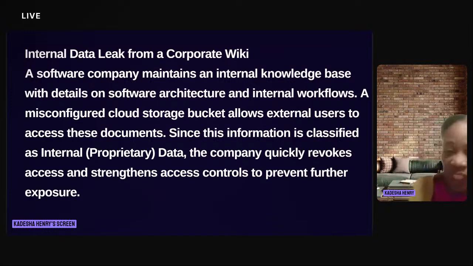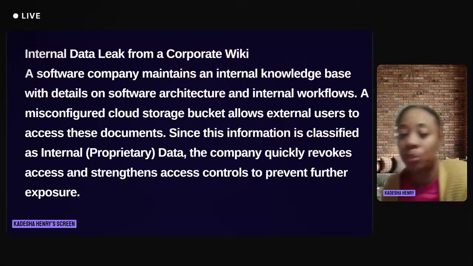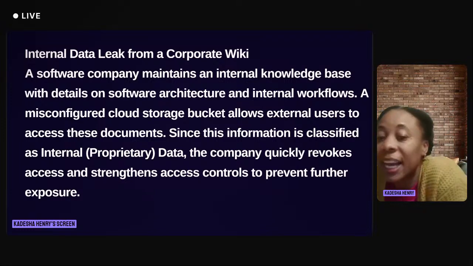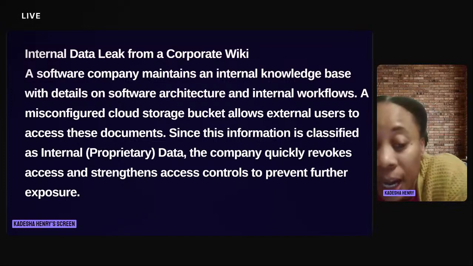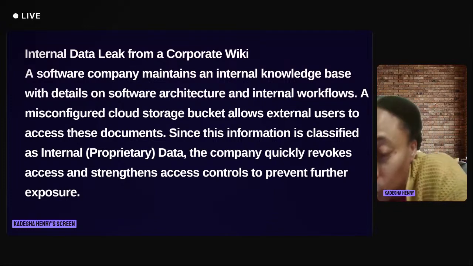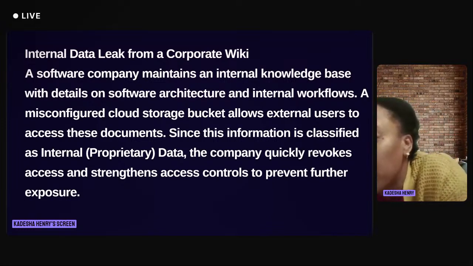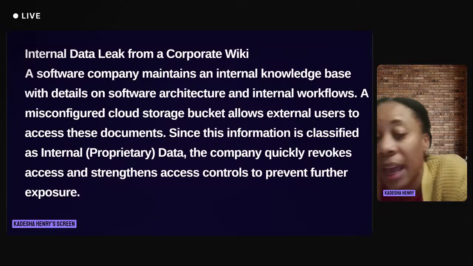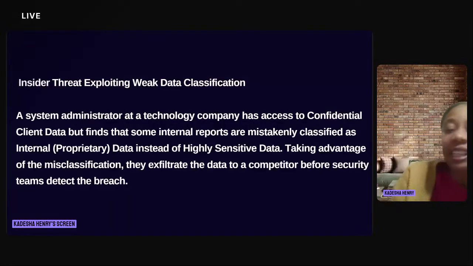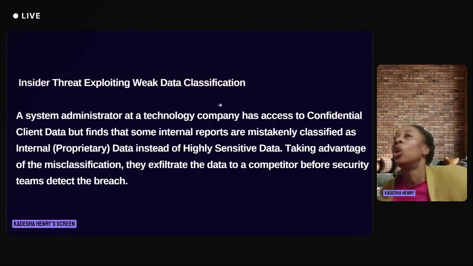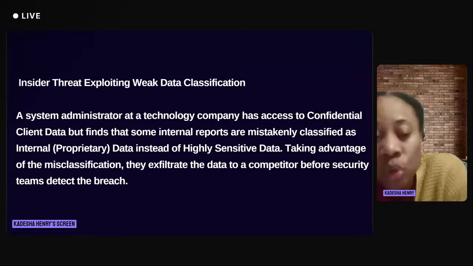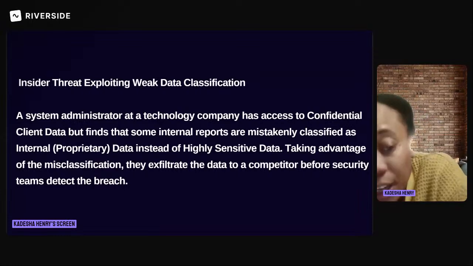And process and procedures to ensure that the necessary step is taken to prevent misconfiguration. So we are saying this information is classified as internal data, and the company said they quickly revoke access and strengthen access control to prevent further exposure. When they revoke access, that means those who have privileges, maybe root privilege, or privilege to read, write, and execute, are quickly restricted. Who can access the data, and what can you do to the data if you have any right to it?